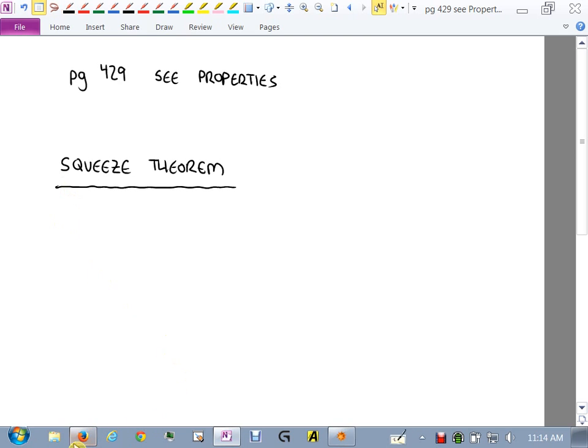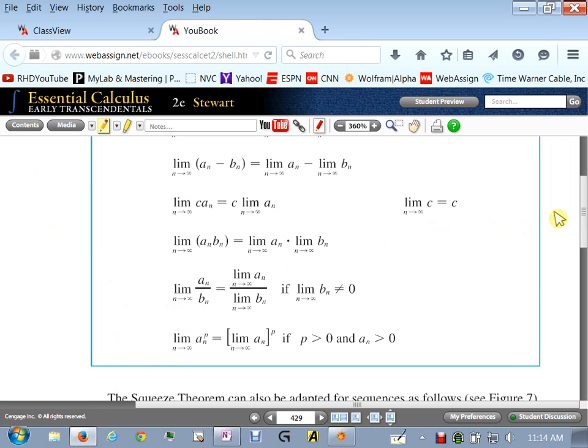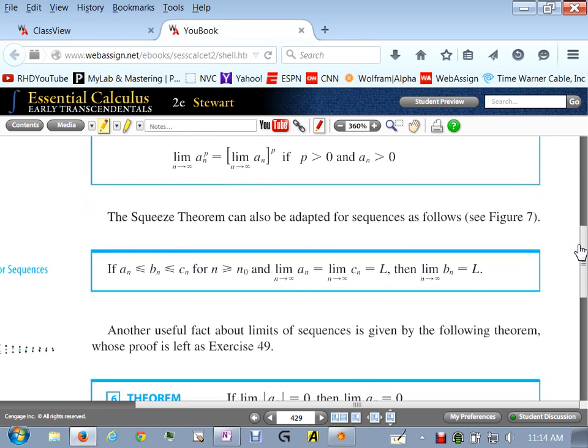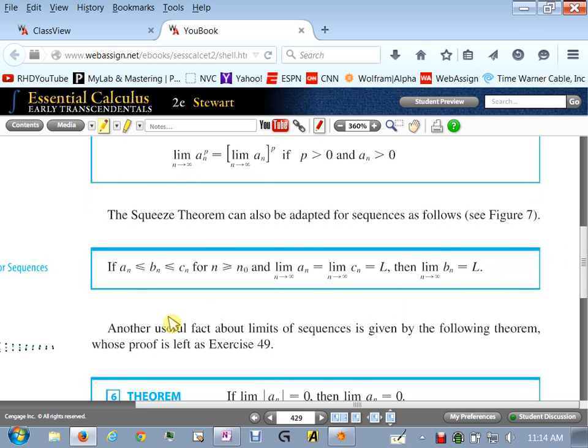All right, so I'm going to bring up the book again to show you what the squeeze theorem says. Here it is. It says, if you have three sequences, A sub n, B sub n, and C sub n, three different sequences, and they maintain this inequality, meaning A sub n is smaller than or equal to B sub n, which is smaller than or equal to C sub n, and that inequality holds as long as n is bigger than n naught.